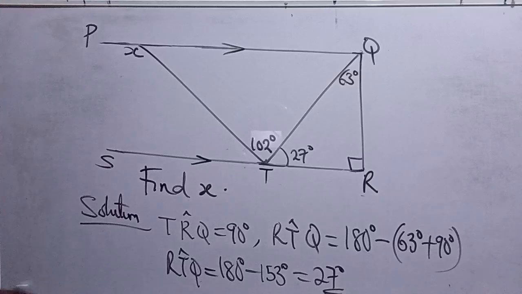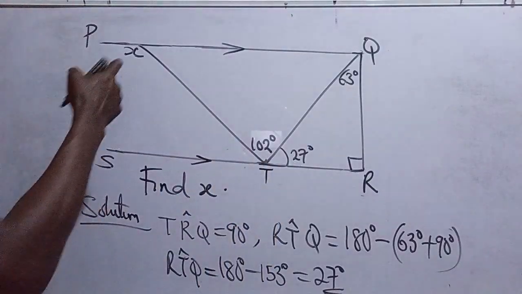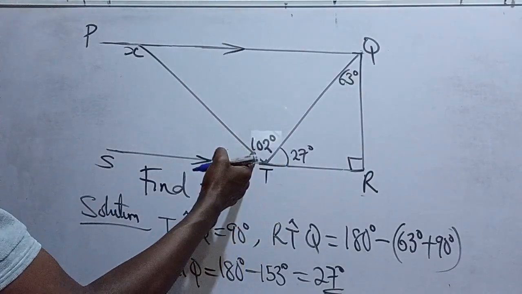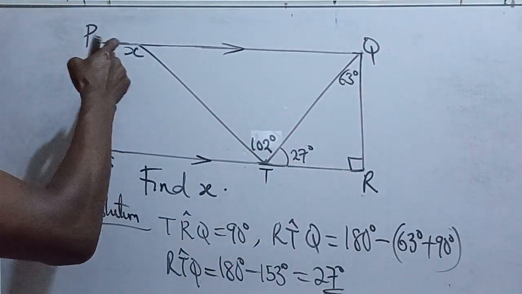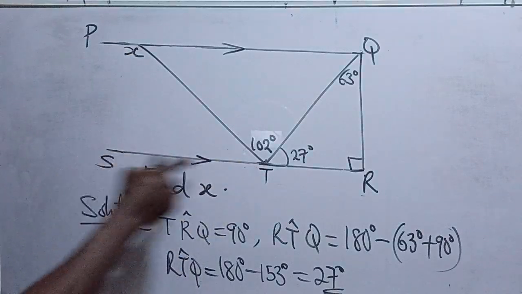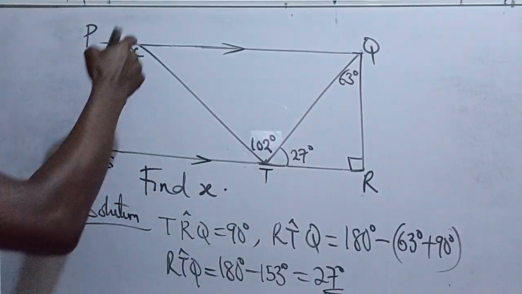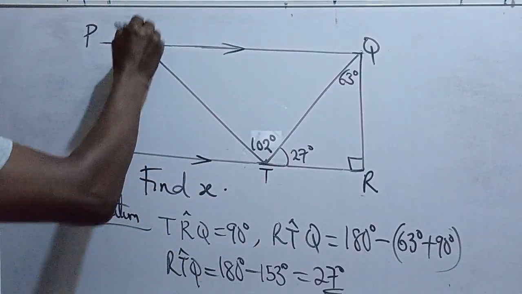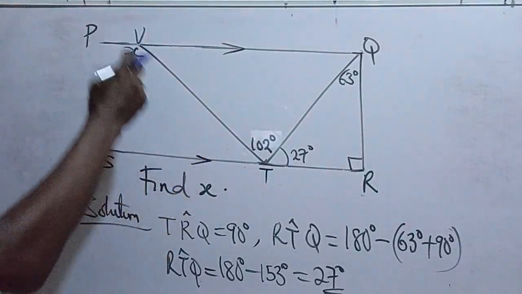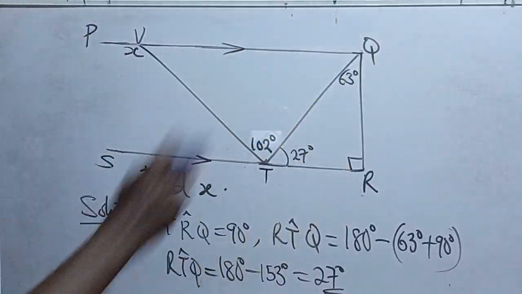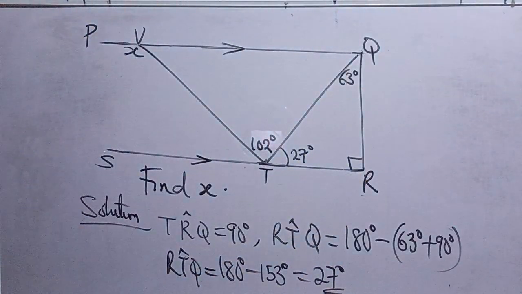Now if this angle is 27 degrees, don't forget our target is to get the value of x. We know that 27 degrees, 102 degrees, and this angle, STP, are on a line. We can introduce another label here by calling this point V. You can call it anything, just to create a point where the parallel lines PQ and RS meet. Don't forget our target is to get the value of x.